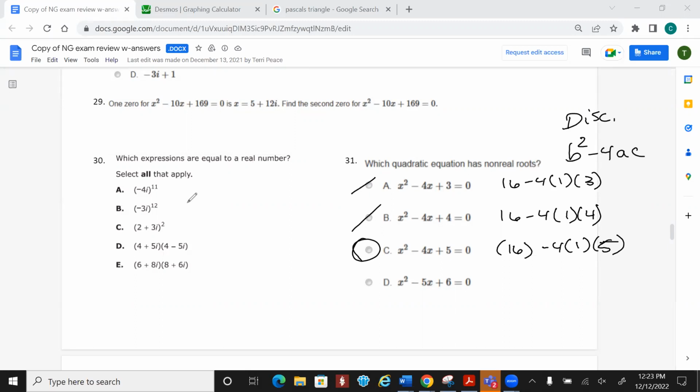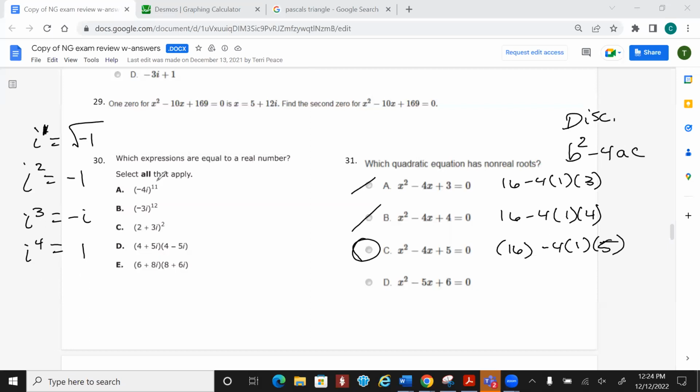30. Okay. But on this one, if I have i squared, that's going to give me -1, right? i to the first power is going to give us the square root of -1, right? i cubed is going to give us negative i. i to the 4th power is going to give us +1.